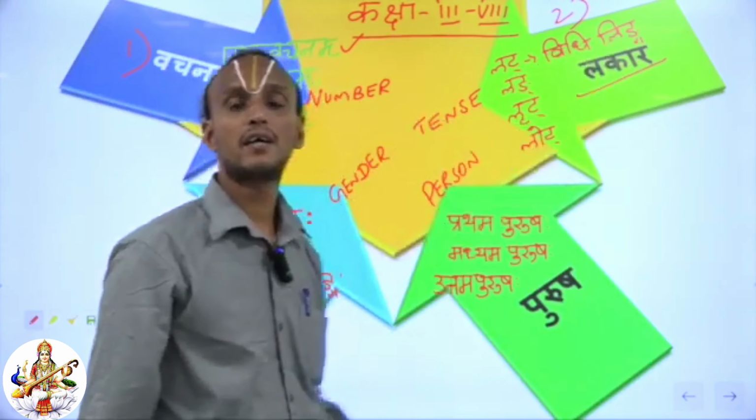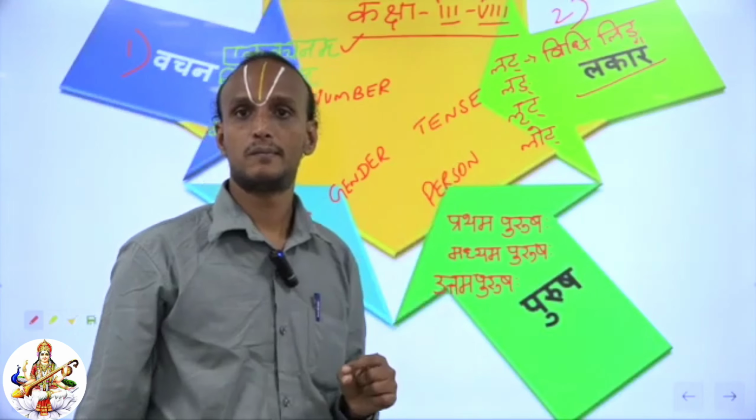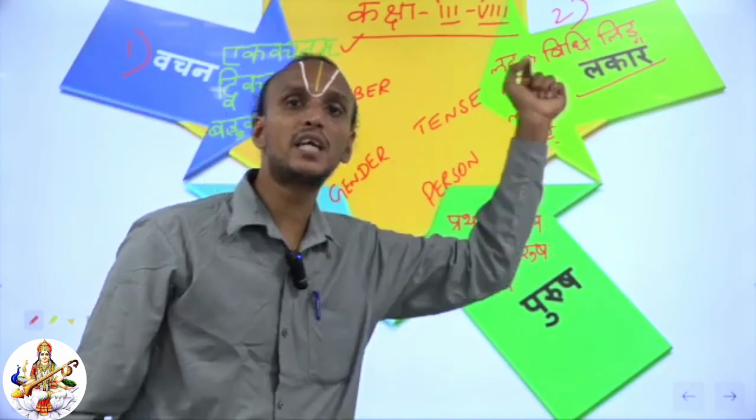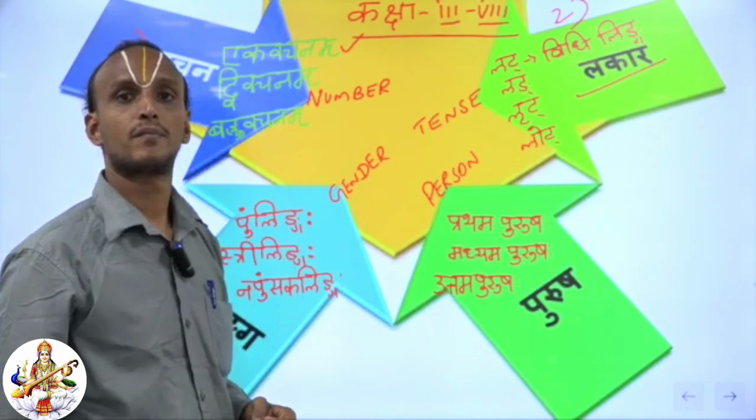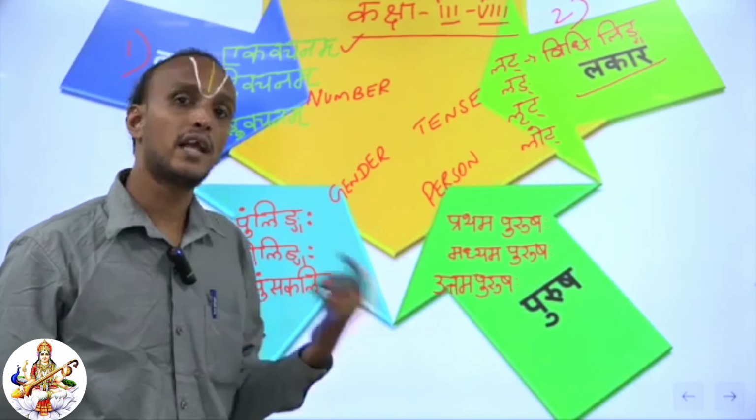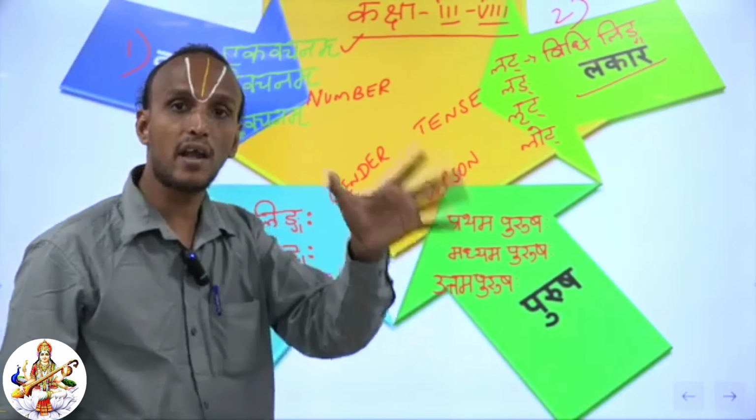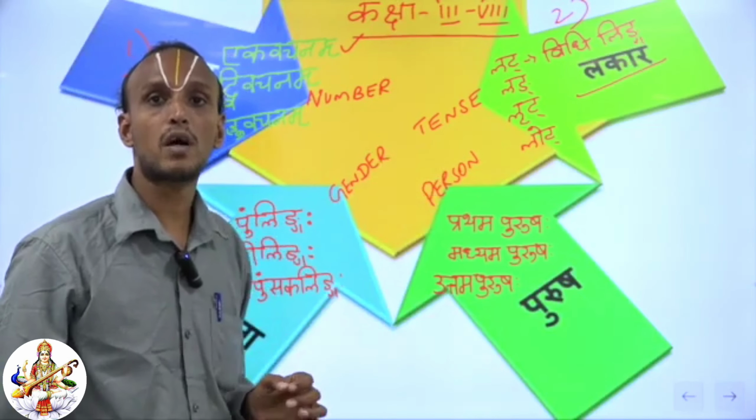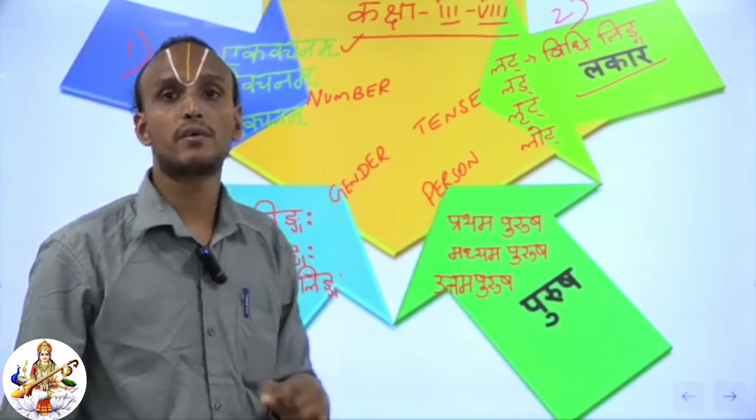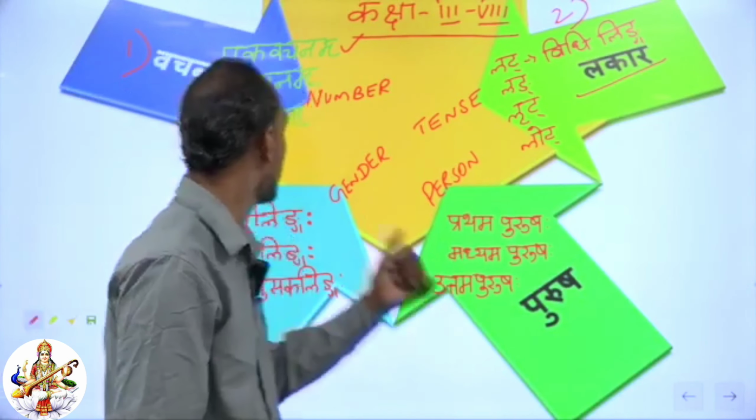Vidhiling Lakaraha, if we want to order a person, then we have to use Vidhiling Lakaraha. You have to do, you ought to do, we say in English, right? Likewise in Sanskrit, we have to use Vidhiling Lakaraha. Pathet. Pathet means what? You ought to read. Okay?